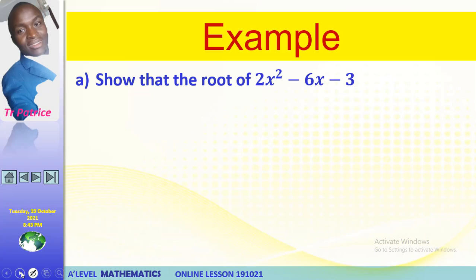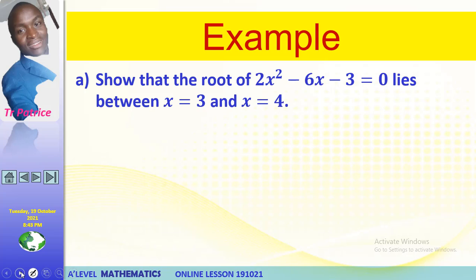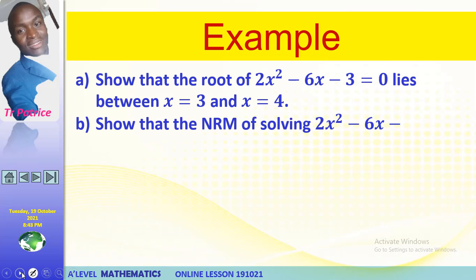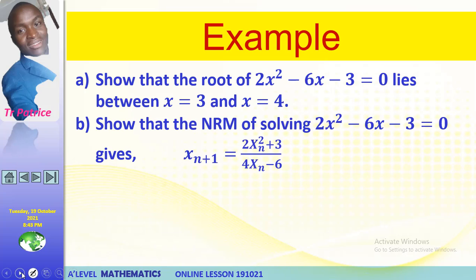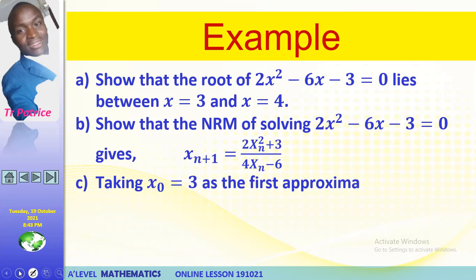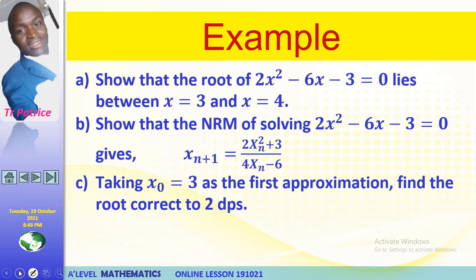A. Show that the root of 2x squared minus 6x minus 3 equals 0 lies between x equals 3 and x equals 4. B. Show that the Newton Raphson method of solving 2x squared minus 6x minus 3 equals 0 gives xn plus 1 equals 2xn squared plus 3 out of 4xn minus 6. Then C. Taking x naught as 3 as the first initial approximation, find the root correct to decimal places.